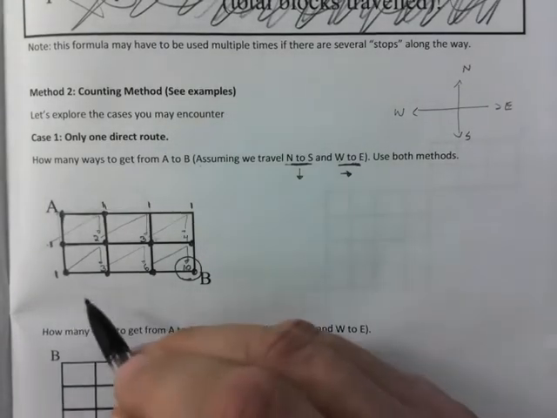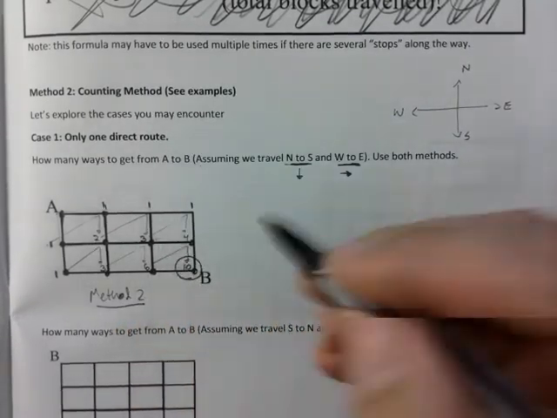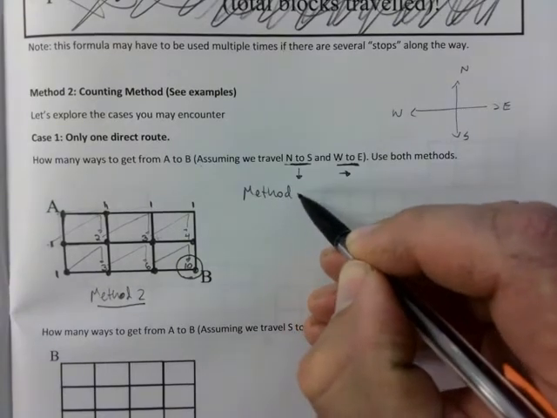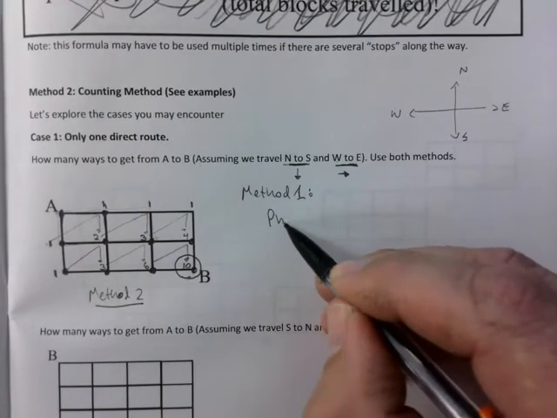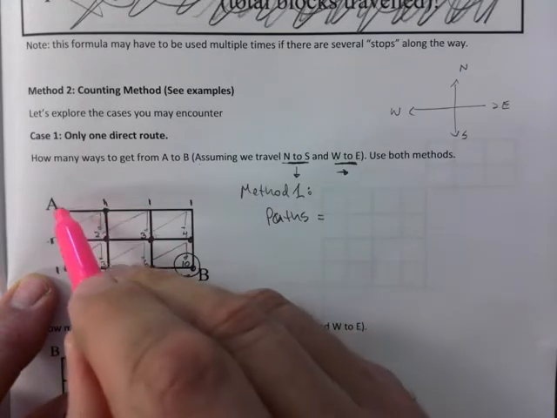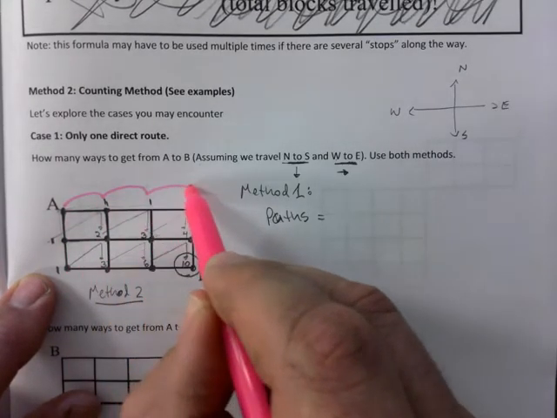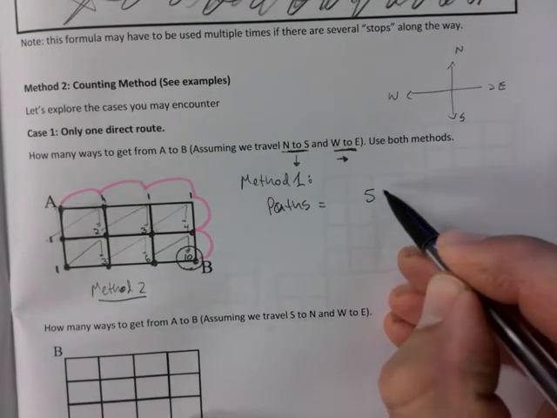So this is method 2, counting. That's how I did here. Method 1, I like to show you after I've done this. So you go paths, right? Let me get a highlighter for this one. How many blocks could you travel in total? It doesn't matter if you go this way or that way. It's like 1, 2, 3, 4, 5. In total to get from A to B would be 5 blocks.